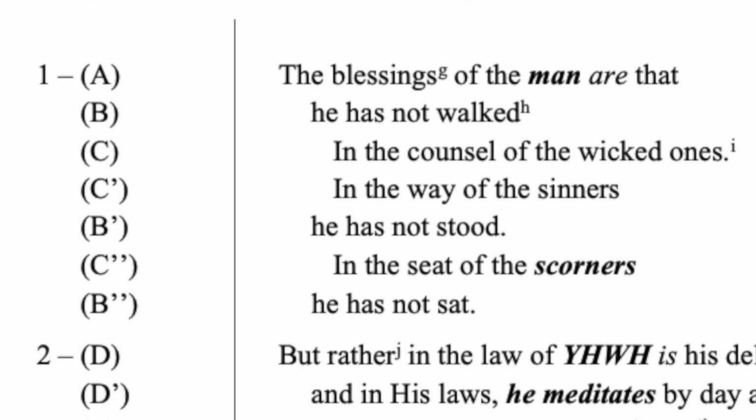And then B, he has not walked. And then C, in the counsel of the wicked ones. And then C prime would be in the way of the sinners, because this is repeated. It's a prepositional phrase, just like in the counsel of the wicked ones. And then he has not stood would be parallel to he has not walked. And then in the seat of the scorners would be parallel to in the way of the sinners and in the counsel of the wicked ones. And then he has not sat would be parallel to he has not stood, he has not walked.